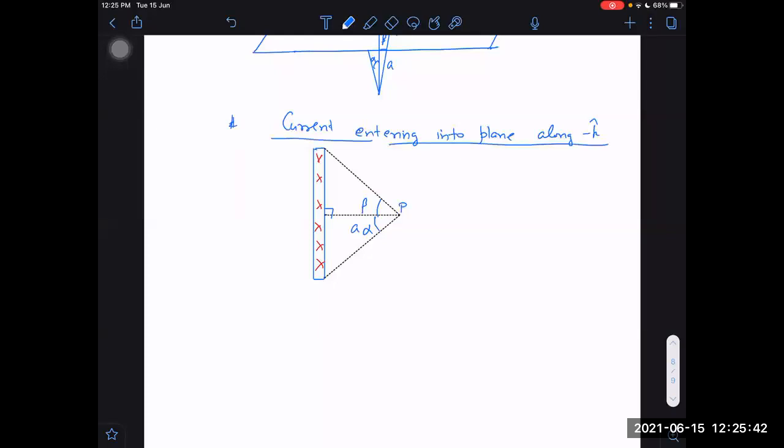What is the value of current? Current is I. Tell me what is the field at point P. In order to find the field at point P, what will I do first? I will take a small element here in which the current will be dI.